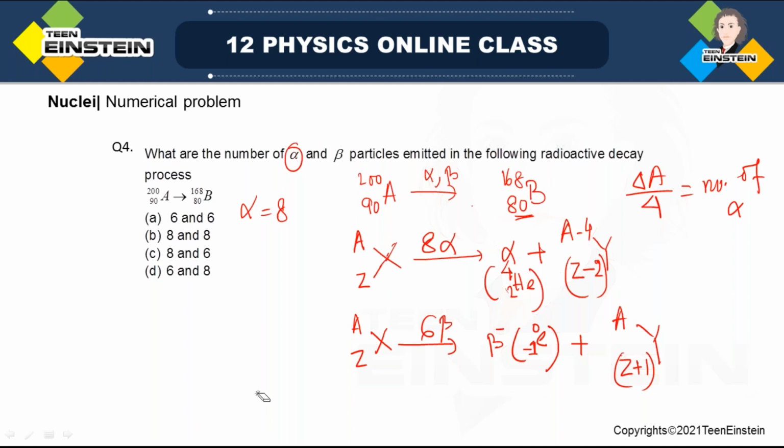What is the number? There is number 8, and so this will be the answer. This is the number of alpha particles, and beta particles is 6. So this is the answer.